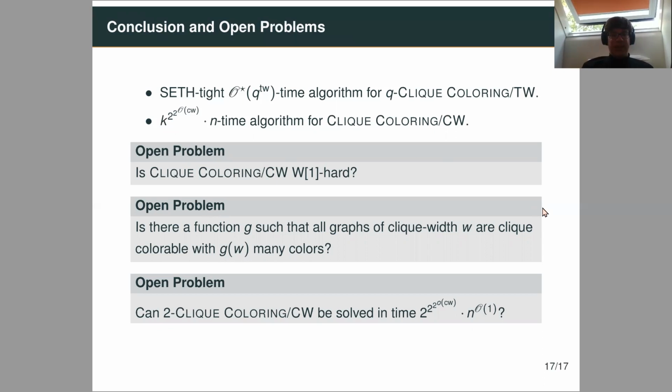To see if this is really the case, we could, for example, try to give an algorithm that solves two-clique coloring parameterized by clique width in something that is less than triple exponential. So therefore, we also pose this as an open problem.